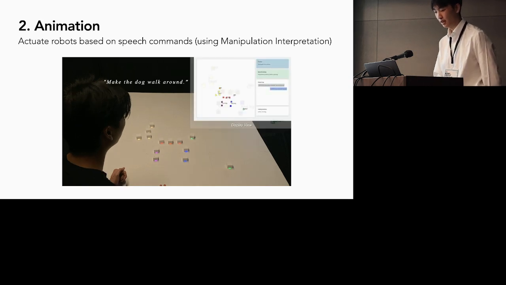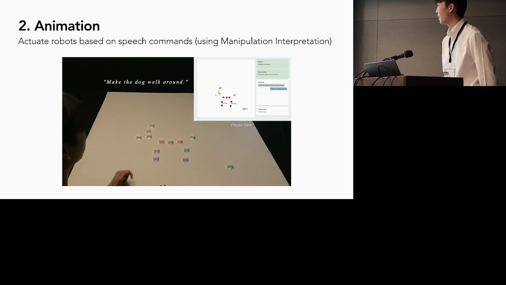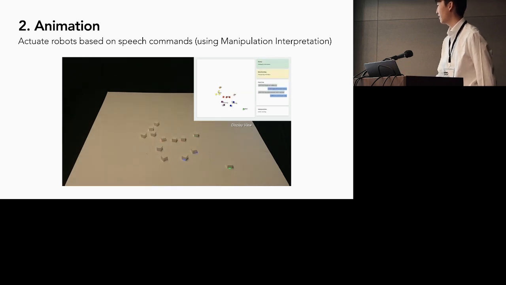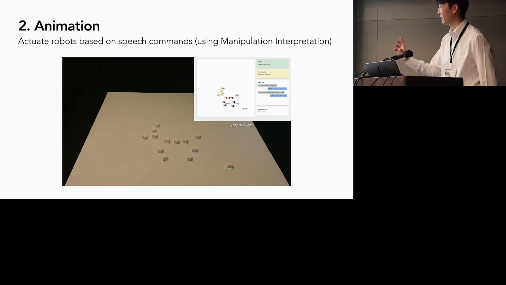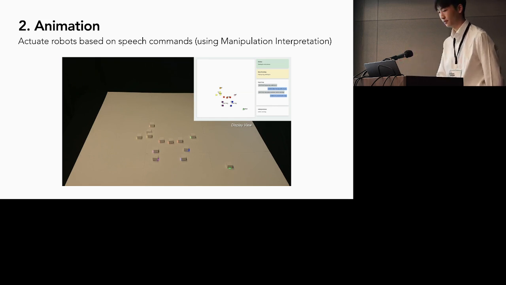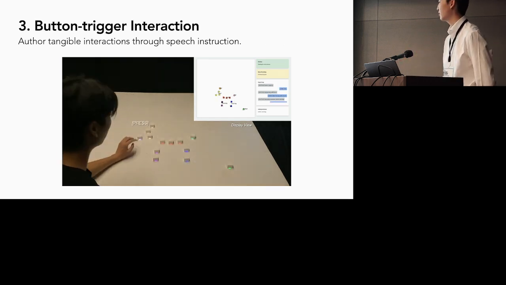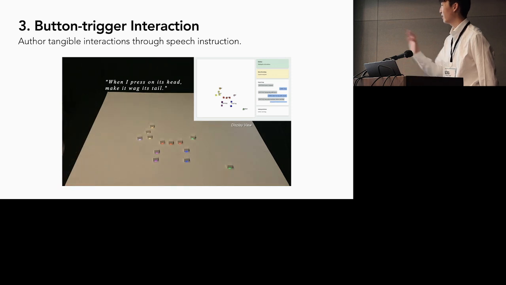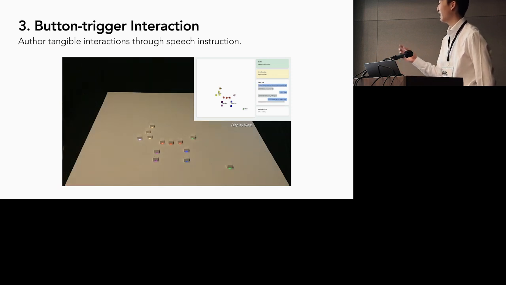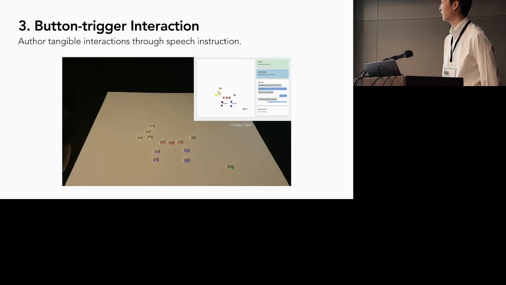After we've created a shape, the user can instruct with speech to create animations. As you can see, the robot's legs are actuated a bit differently, and that's leveraging that understanding of shape. Additionally, users can create interactions. The first type is button trigger. Here, whenever I tap on the robot's head, it'll wag its tail. Again, you see that the understanding of shape really creates the expressiveness.